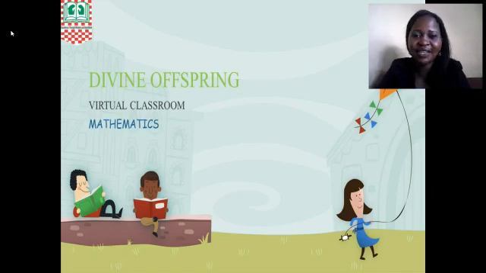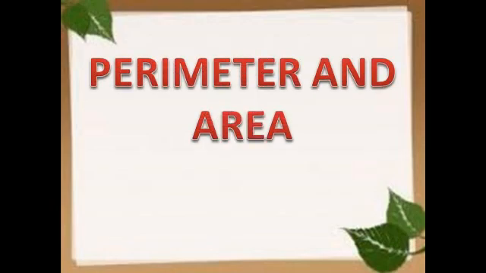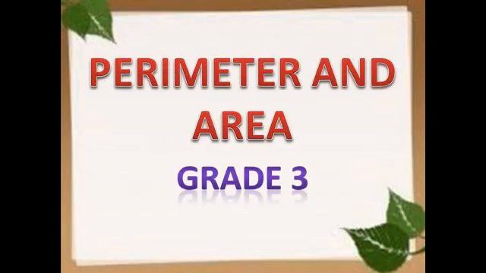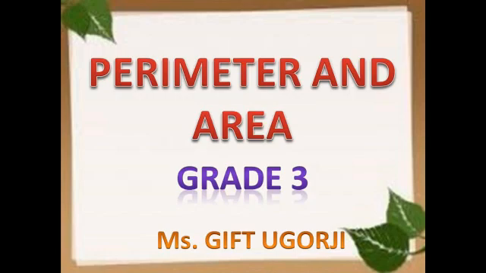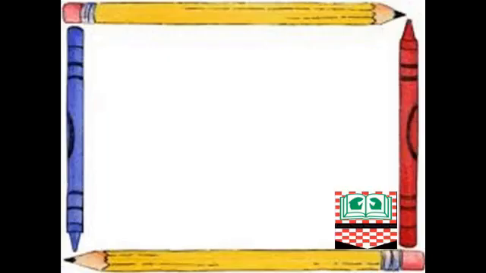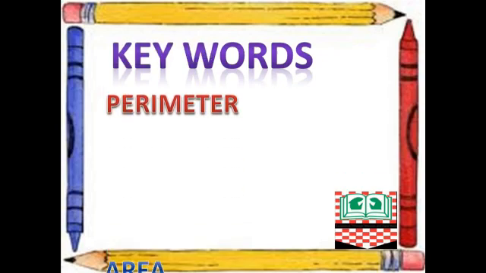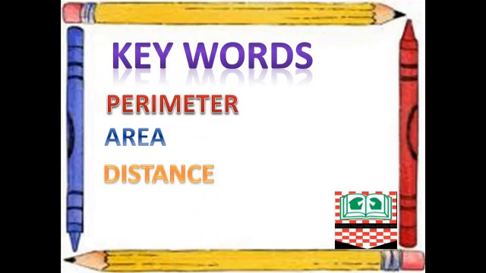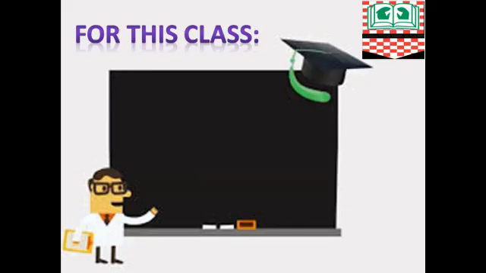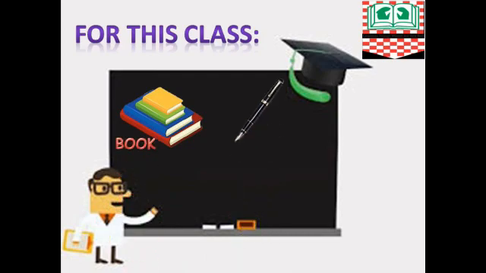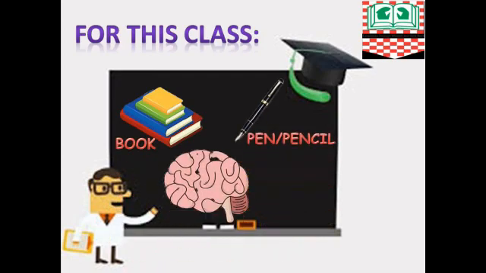Our topic for today is perimeter and area for grade 3 class, presented by me, Miss Gifts Ugoji. Our key words for this class are perimeter, area, distance, and boundary. For this class, you'll be needing your exercise book, your pen or pencil, and your brain. You need to concentrate fully in this class.